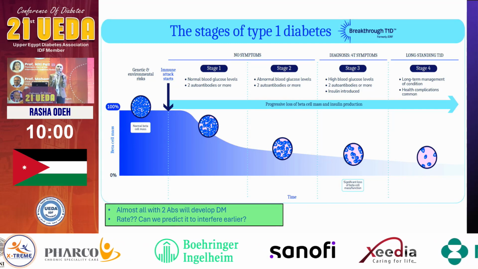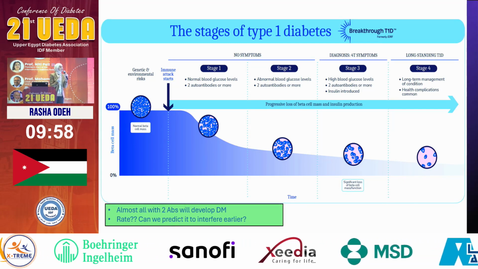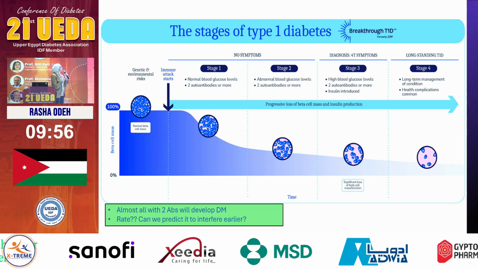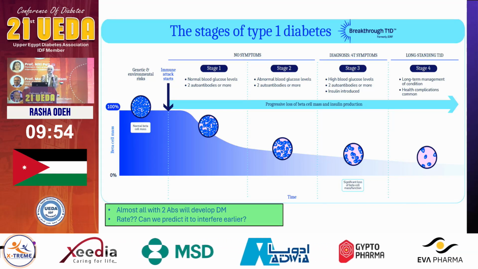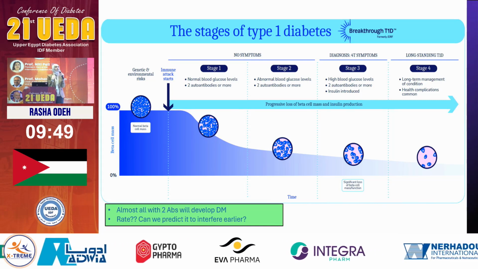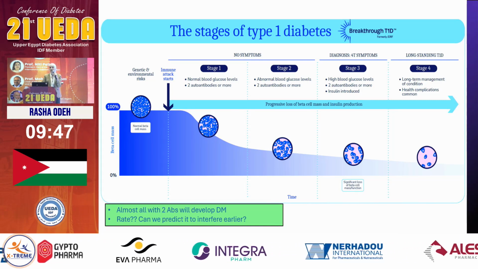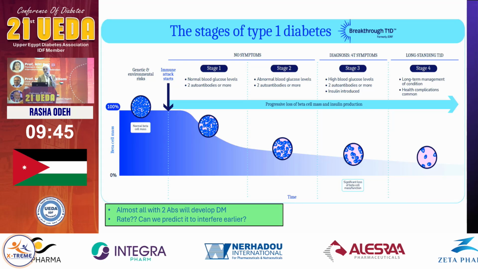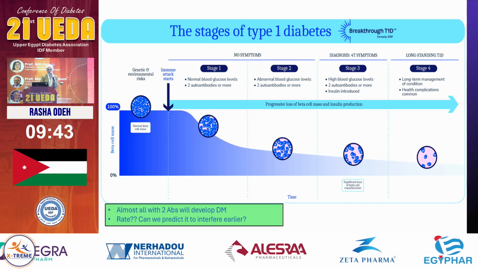Stage 1, when you have 2 antibodies with normal glucose. Stage 2, when you have several autoantibodies with dysglycemia, and stage 3 when you have more than 2 autoantibodies with clinical diabetes, and this is where we start insulin.